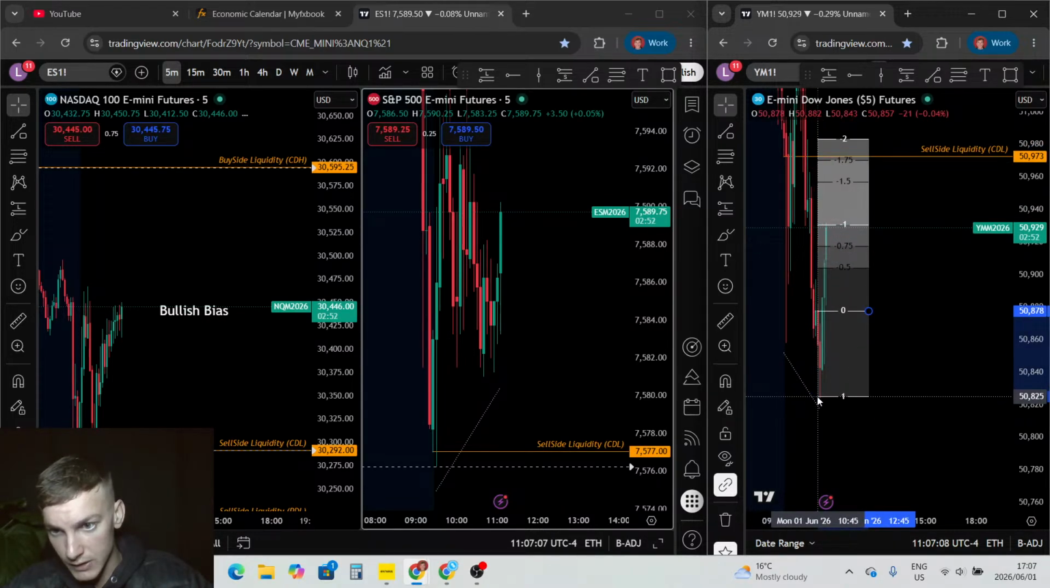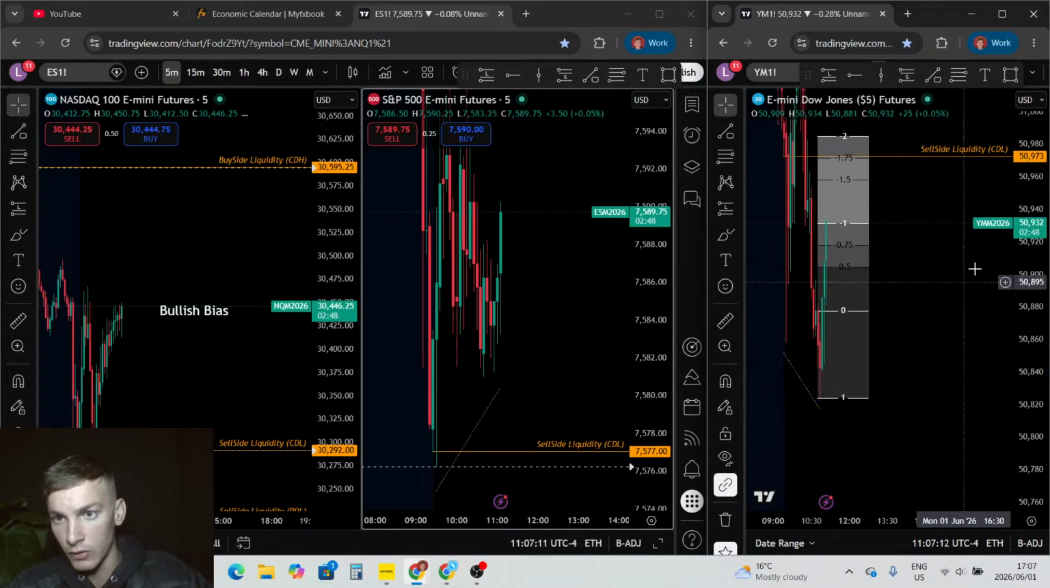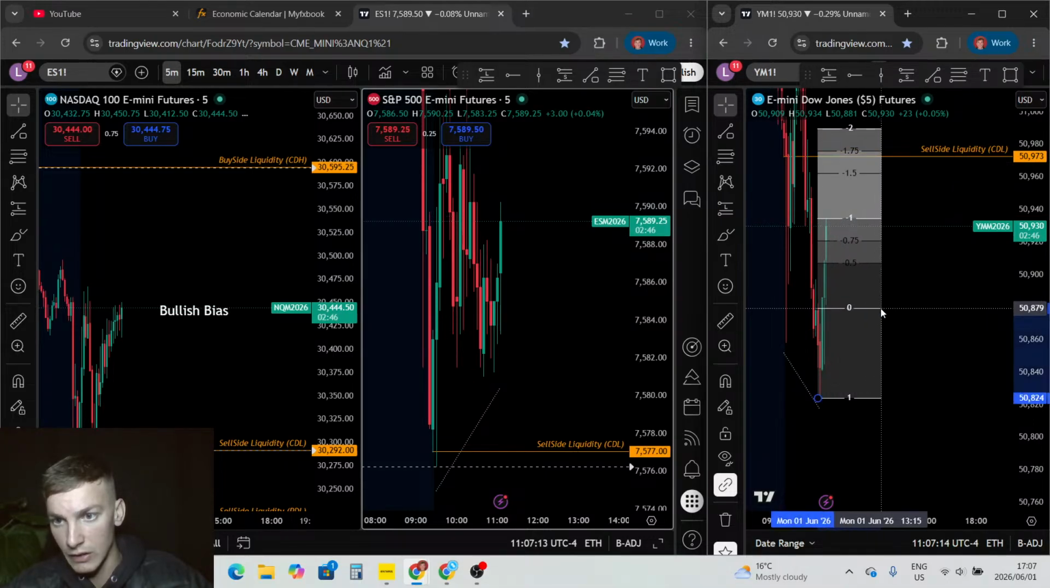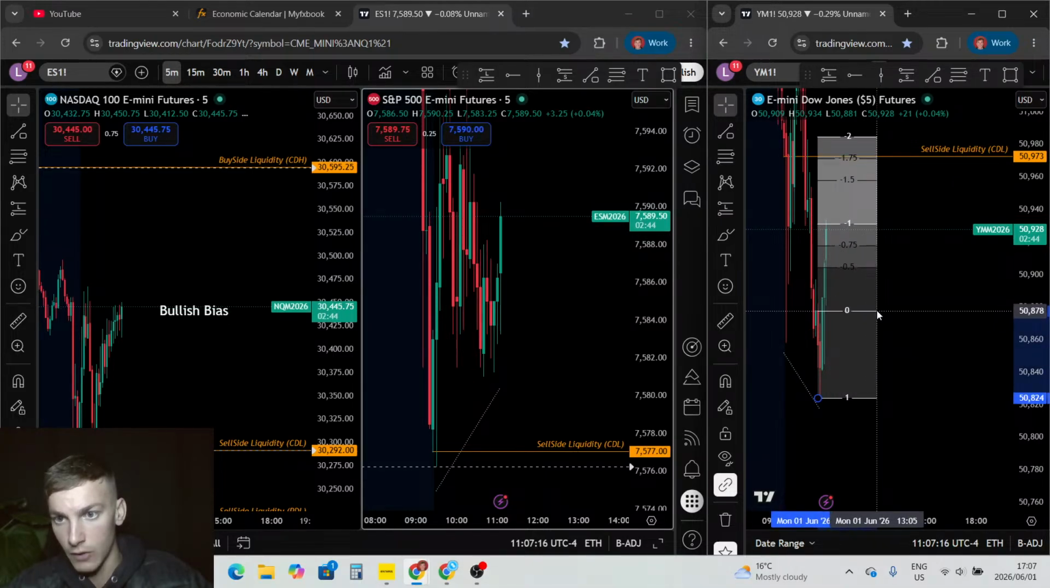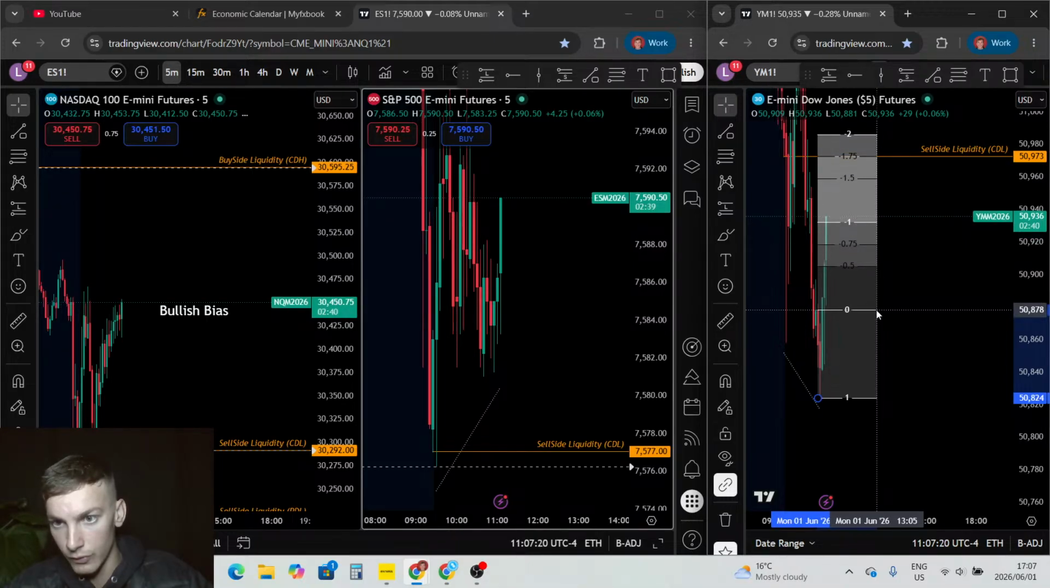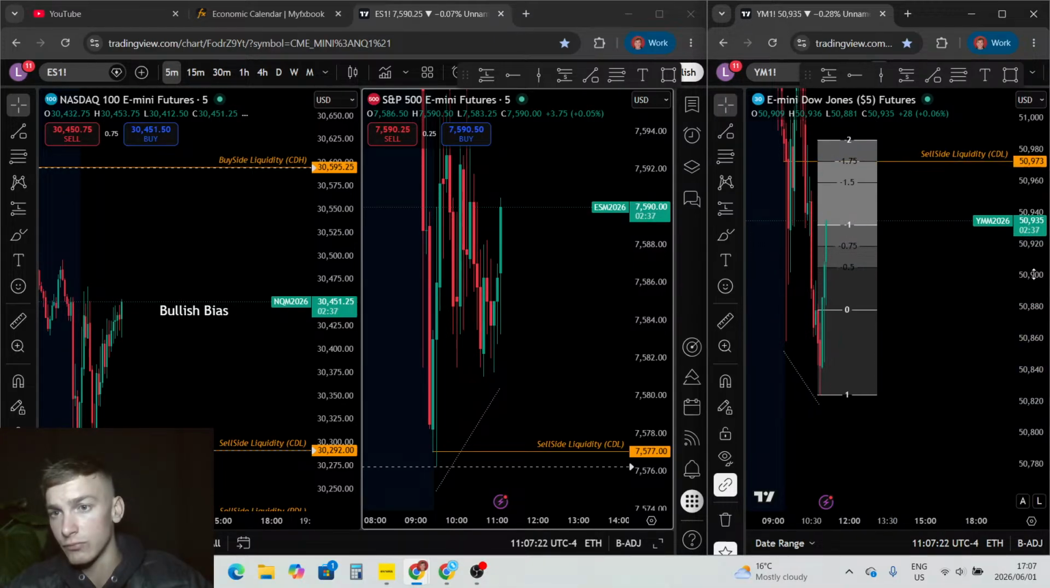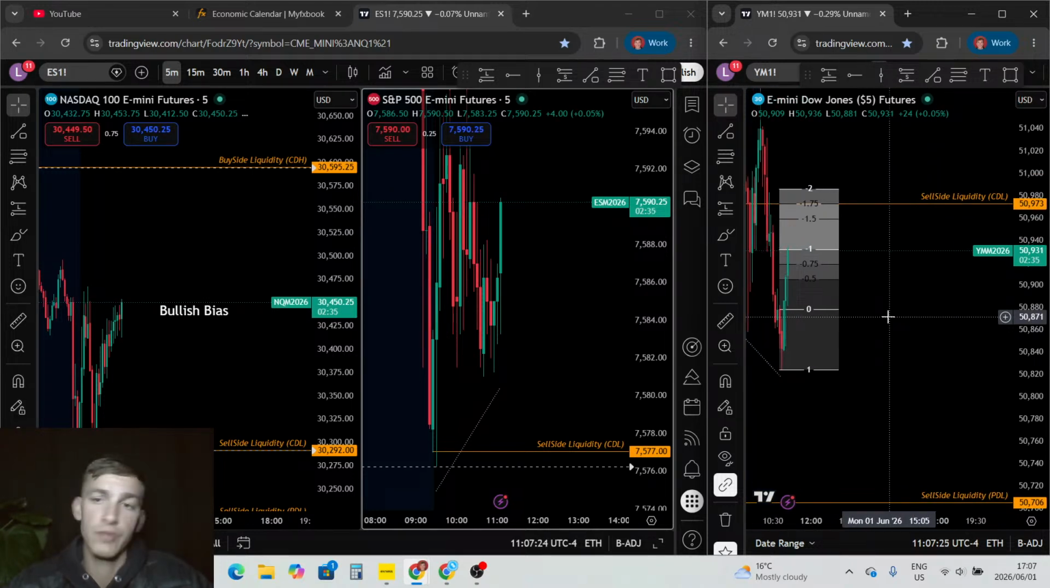I do like what I see on the S&P 500. It is continuing higher. We could see a change in state of delivery should it close as it is now. We did not get that in the previous 5-minute candle. So no one should be long if you are trading like me. If however you are, you do you.